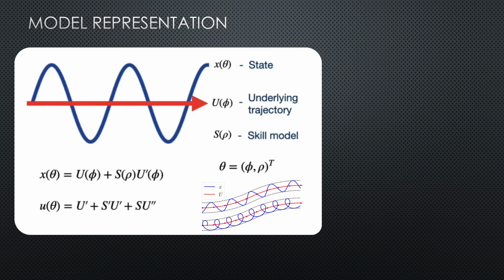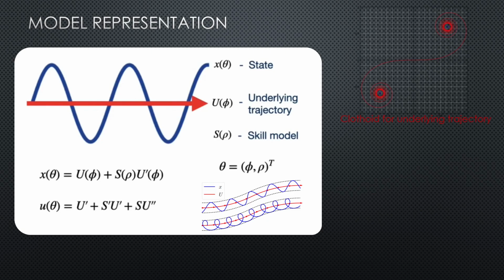We also want to control the robot. As we mentioned, the control inputs are given by u, and so we just use a velocity control model, and so the control input is just a derivative of our state.